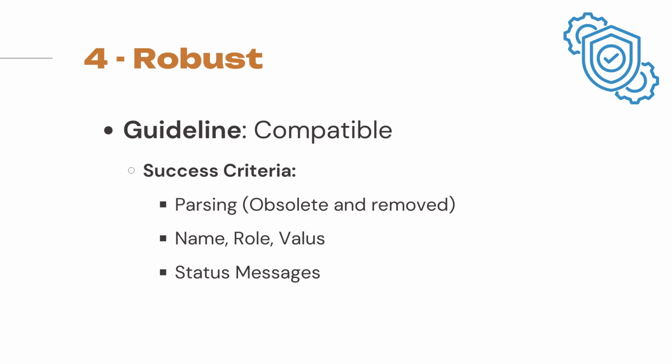And finally, we come to principle 4, robust. And the first guideline, compatible. Success criterion name role value recommends having interactive elements like forms and buttons properly labeled for assistive technologies. This benefits users of screen readers, screen magnifiers, and speech recognition software.